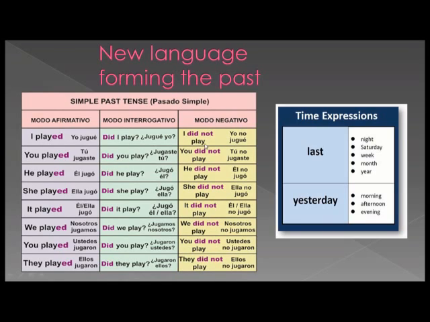And over here we have the negative way. So, I did not play. Now we have the verb play, and the verb has to be in present. Why? Because the auxiliary is here. When the auxiliary is in the sentence, the verb doesn't have to be in past. This is why the auxiliary is there. So, I did not play.